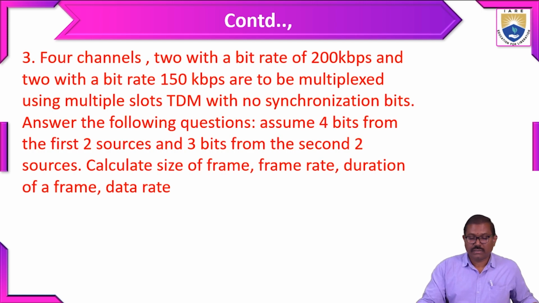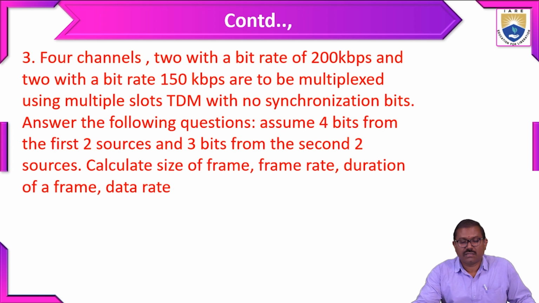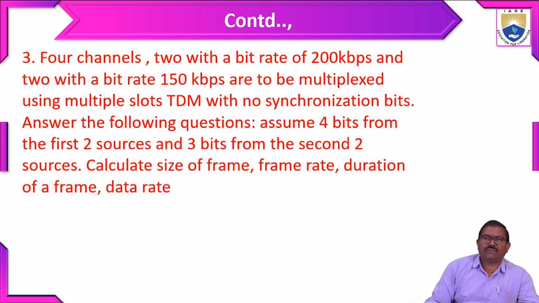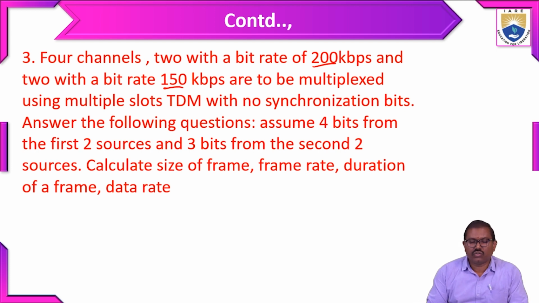And coming to the next problem. The next problem is: 4 channels, 2 with a bitrate of 200 kbps and 2 with a bitrate of 150 kbps, are to be multiplexed. So here we are using multiple channels; in the multiplexer we have 4 channels. Out of 4, 2 with a bitrate of 200 kbps and 2 with a bitrate of 150 kbps are to be multiplexed using multiple slots TDM with no synchronization bits.